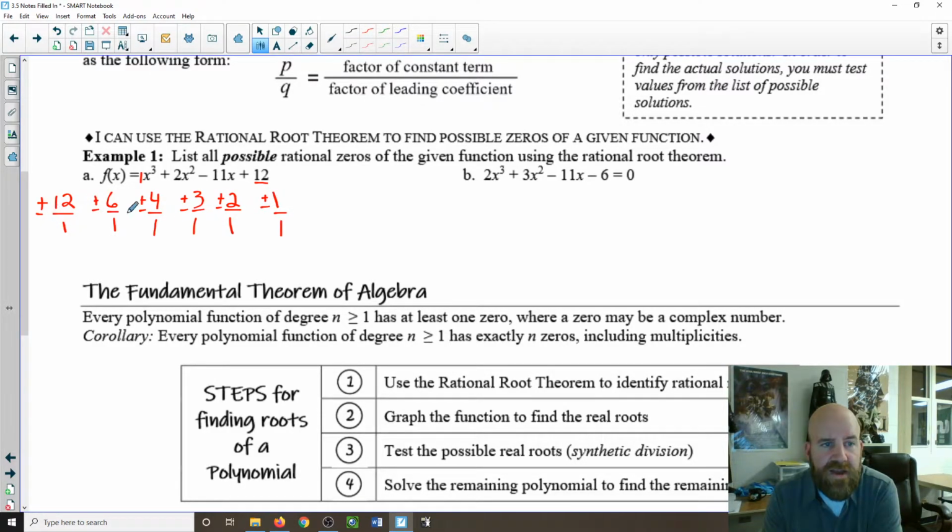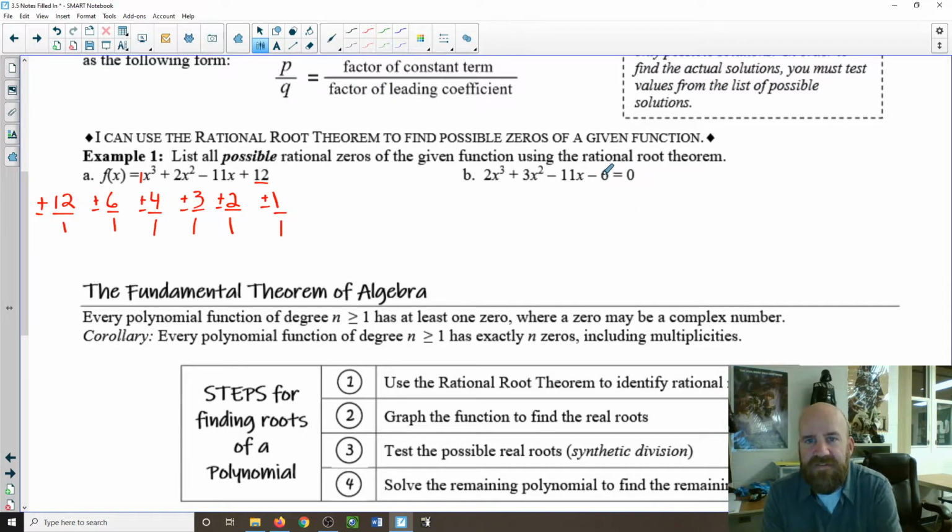So right now we have 12 different possible zeros of the function. So we have 6 numbers here, 6 factors of 12, but we also have the negative versions. So you can write these not over 1 if you want when you're listing them out. Once you get used to it, you'll be fine. I don't need the 1 on the bottom. So now let's take a look at the next one.